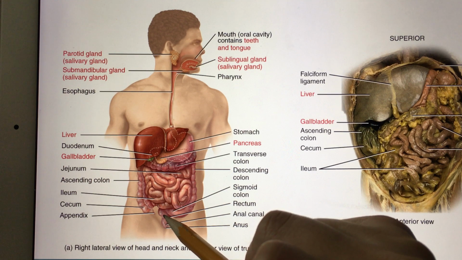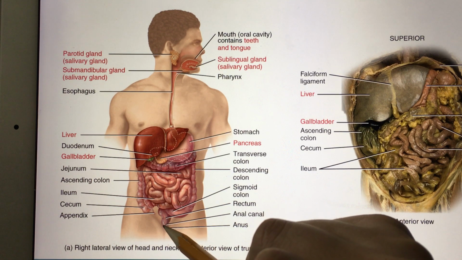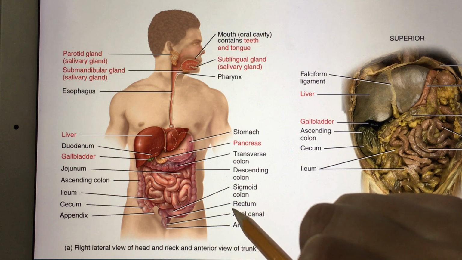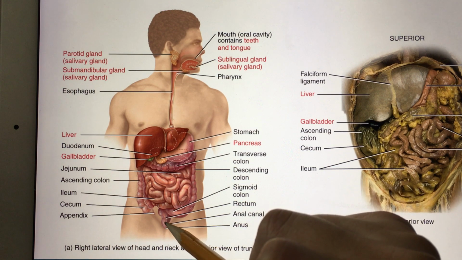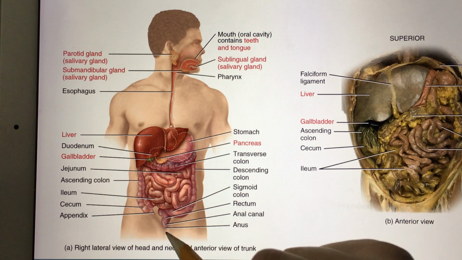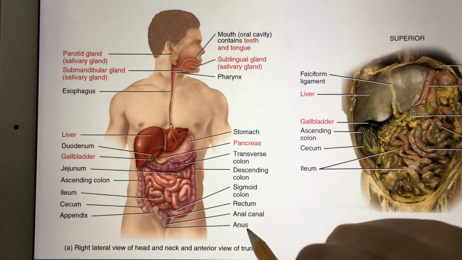Finally, sigmoid colon becomes more vertical, and this part of the sigmoid colon becomes the rectum. Rectum then becomes more narrow and is called anal canal that leads to the outside via an opening called anus.